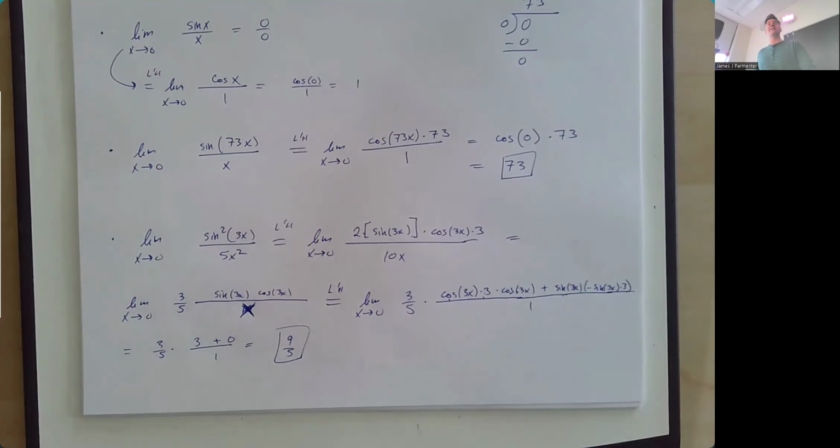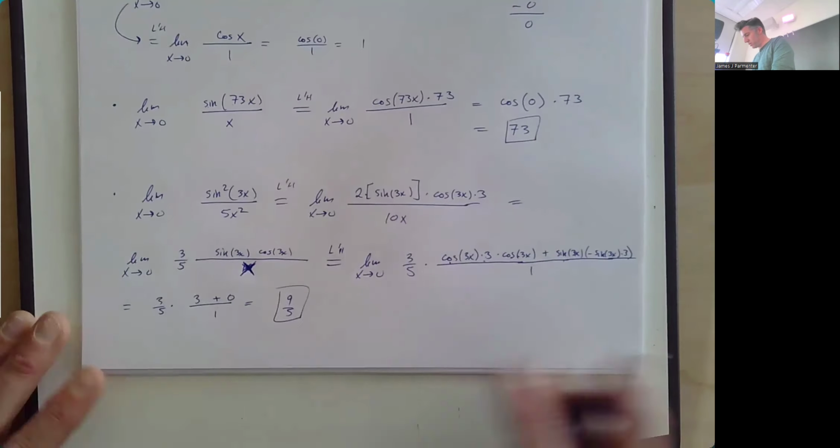I will tell you it is exceptionally terrible if the power is higher than 2. If the power is 3, it's really like sine cubed of 2x or whatever. It's really, really gross when you get to the third iteration of L'Hopital's rule. Instead, what we could have done is use stuff we did before.